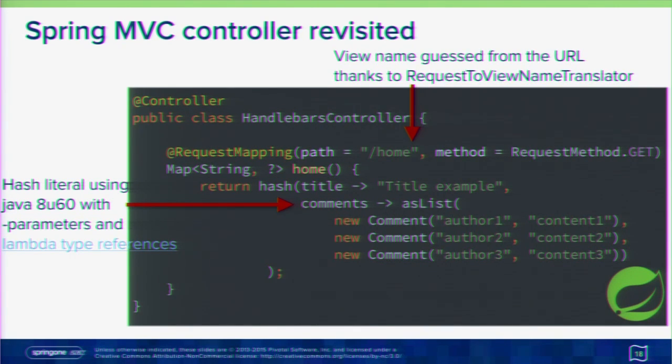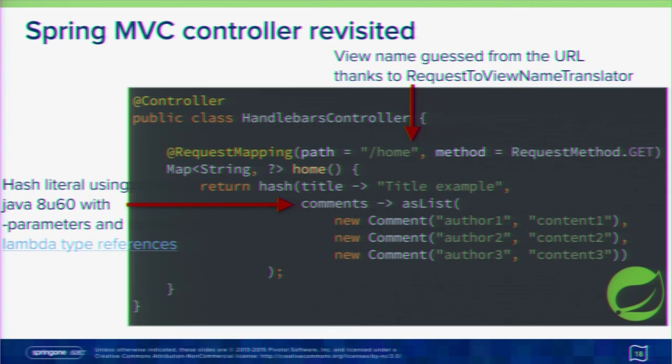It's a hash literal, quite close to what you can write to declare a JSON object in JavaScript. So that's a nice syntax. Very short, that allows you to declare a map. The hash method is provided by the lambda type references project, and the rest is just Java 8 syntax with the lambda. So that's a pretty nice way to declare a map.